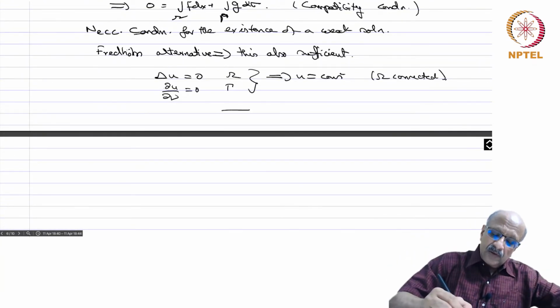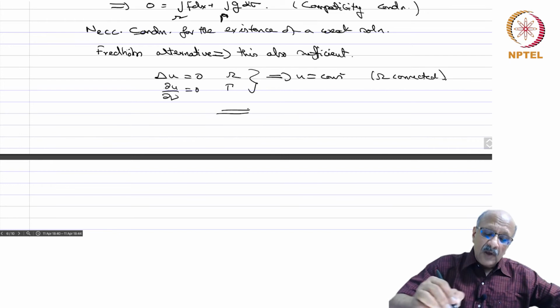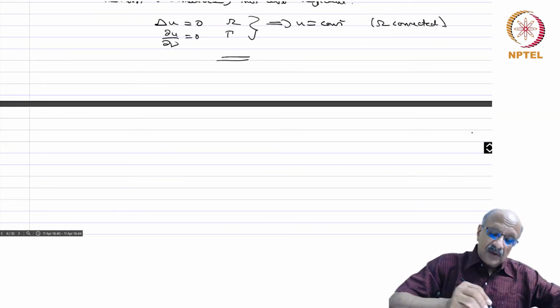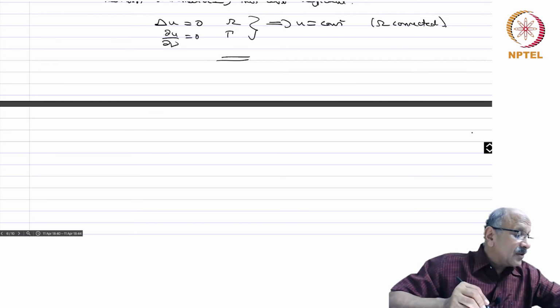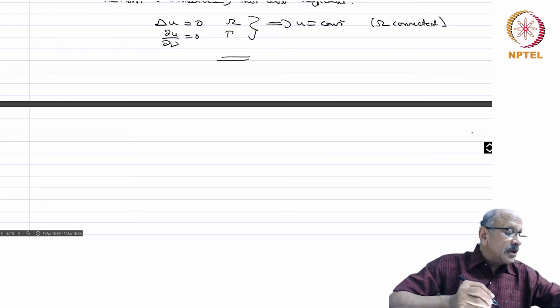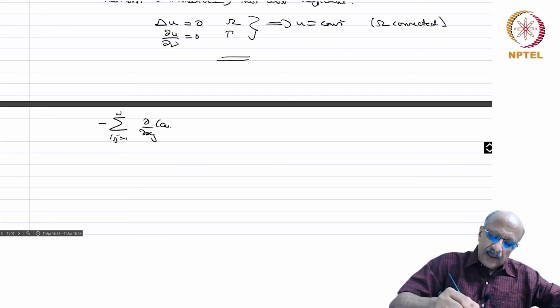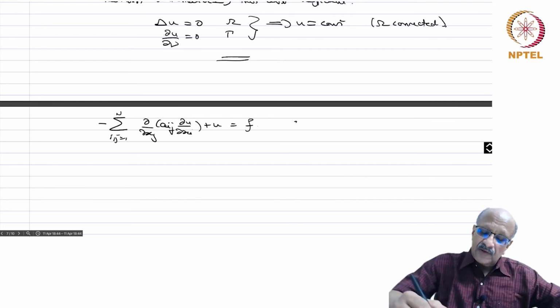So in general you do not have a solution for this problem unless this compatibility condition is satisfied. Now we can also study the Neumann problem for the general second order elliptic operator. So −Σ_{i,j=1}^n ∂/∂x_j (a_ij ∂u/∂x_i) + u = f, for instance, with a_ij satisfying the uniform ellipticity condition.